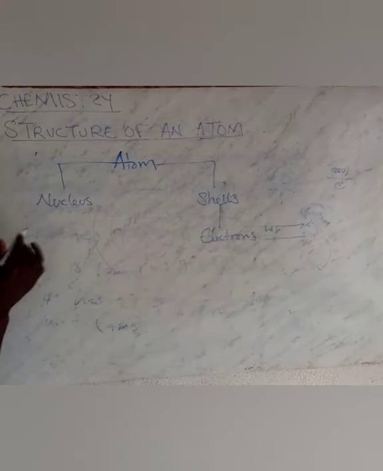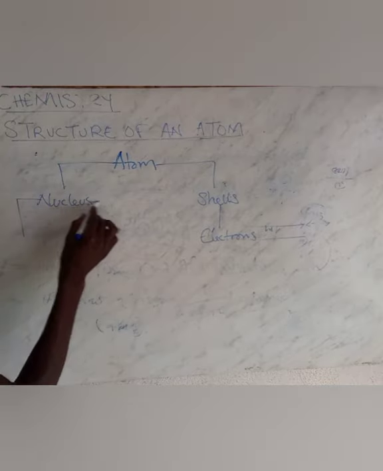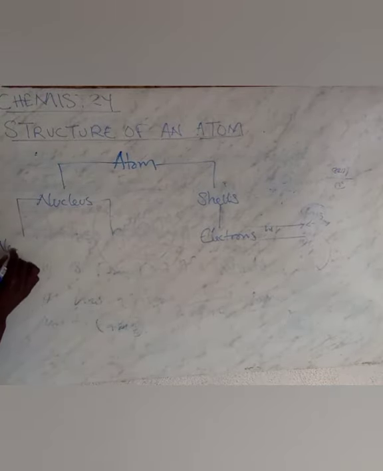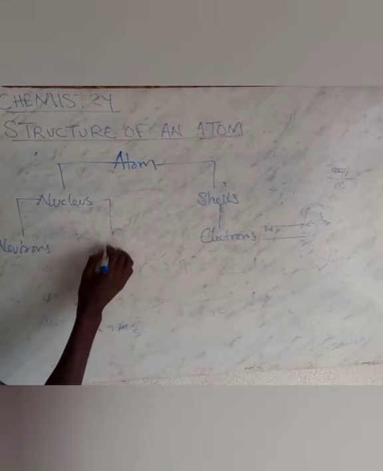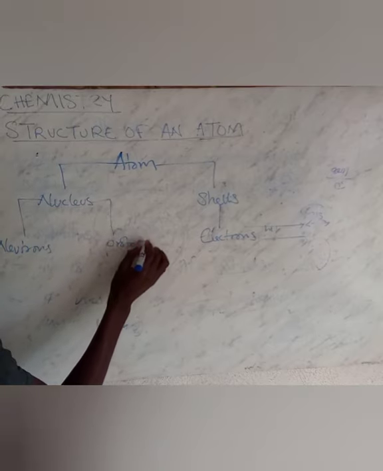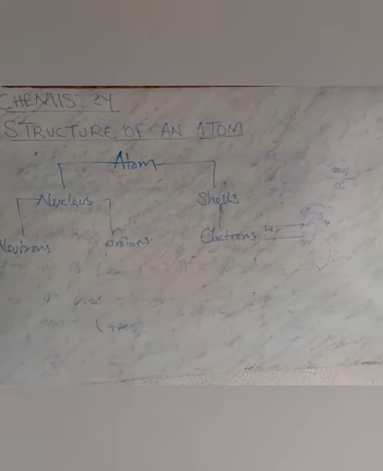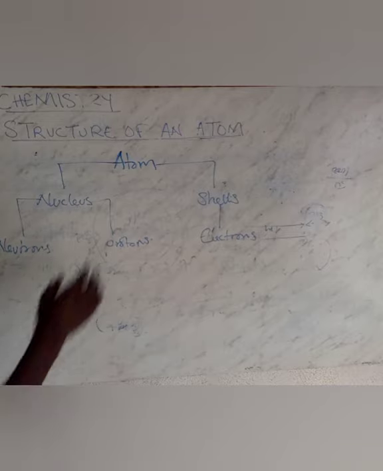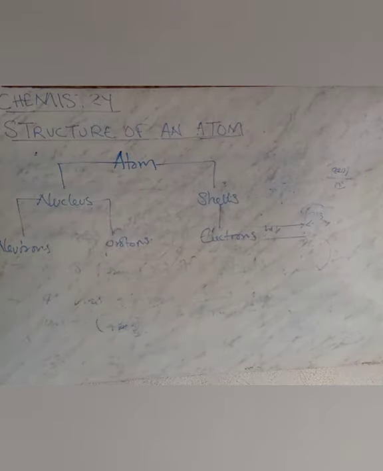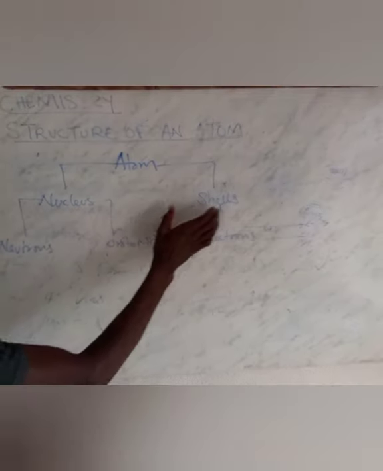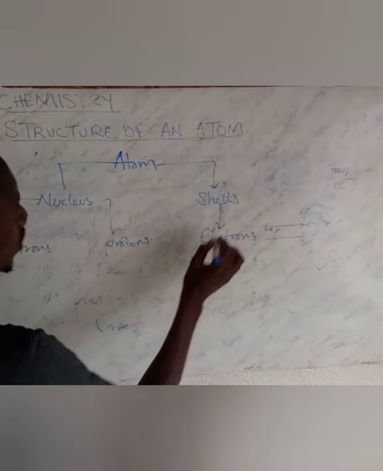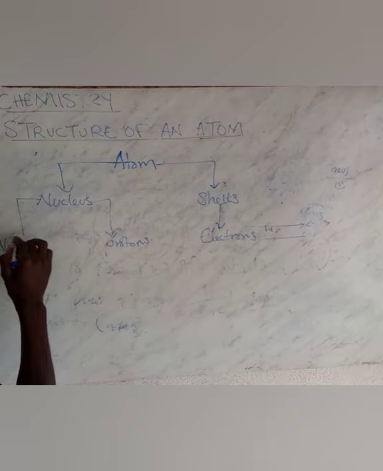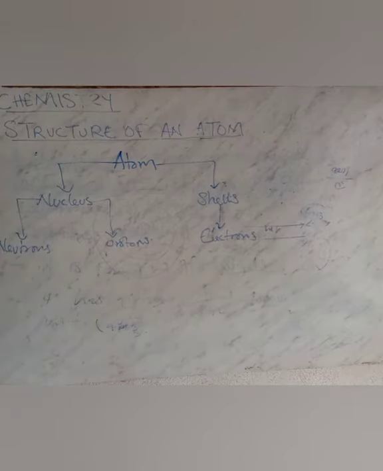Then from the shells, we are going to have electrons. Then from the nucleus again, we can divide it further. We are going to have the neutrons. Then we are also going to have the protons. So basically, this is how the structure of an atom is. We have an atom that is further divided into the nucleus and the shells. The shells can be divided into the electrons, while the nucleus can be divided into two parts again, which we are calling the neutrons as well as the protons.